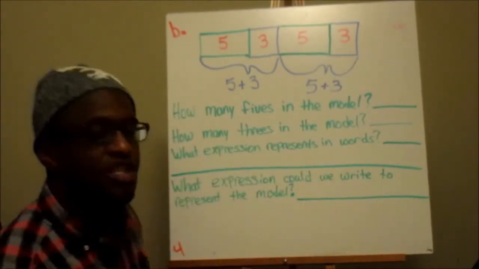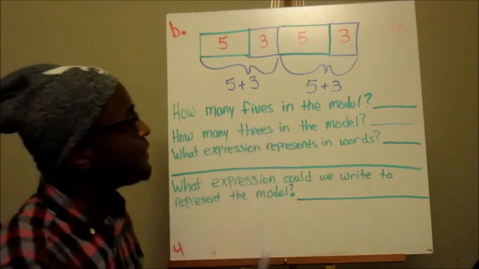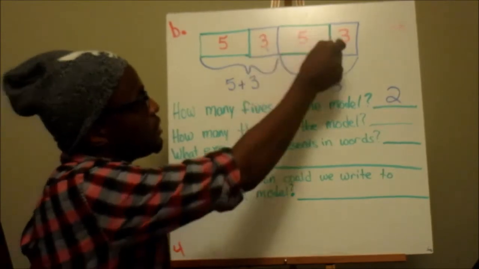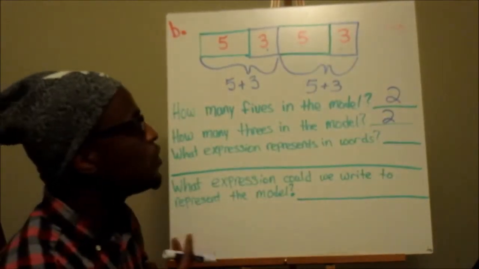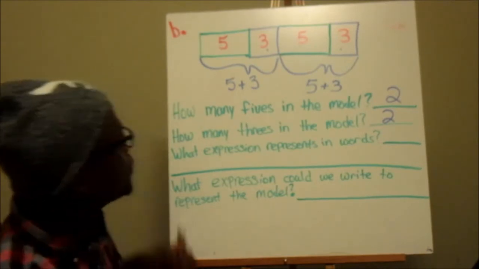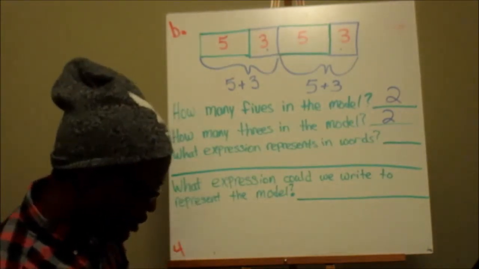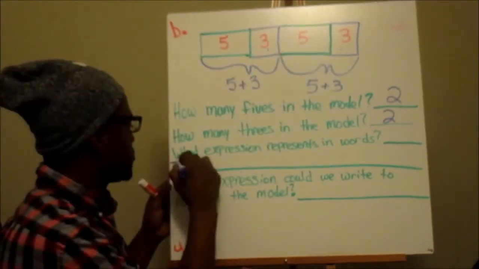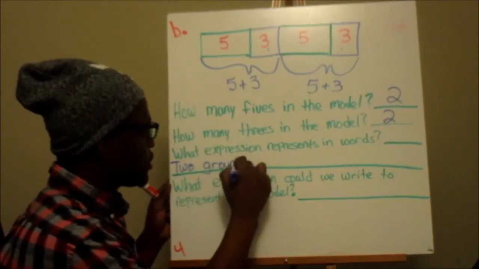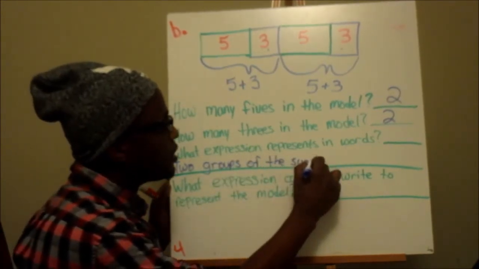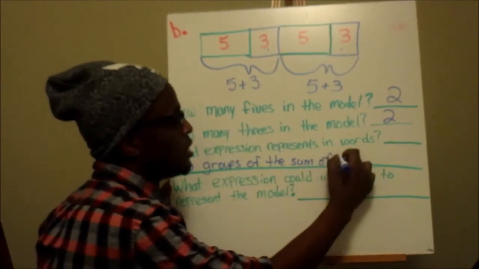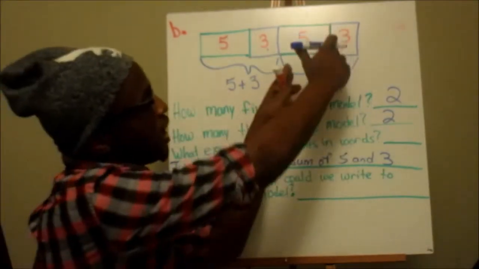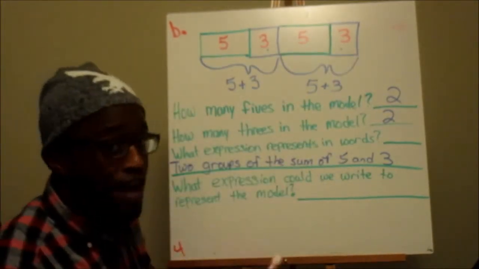So if we answer the same questions, just like in example A, how many 5s are in the model? Well, there are 2 5s. How many 3s are in the model? 2 3s. So what would this expression represent in words? This looks like I have 2 groups of the sum of 5 and 3. Because if you look at it, I have 1, 5 plus 3, another 5 plus 3. So I have two groups of 5 plus 3s.